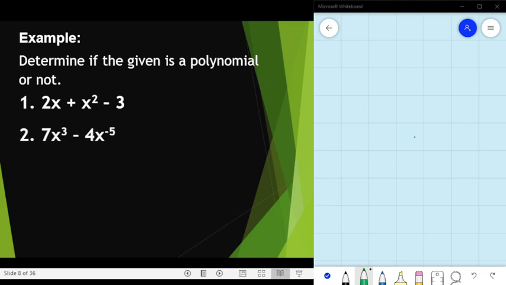Okay, number 2. Number 2 is 7x cubed minus 4x to the negative 5. In this case, we have two exponents, the 3 and negative 5. Since this is negative, therefore we can say that it is not a polynomial function.